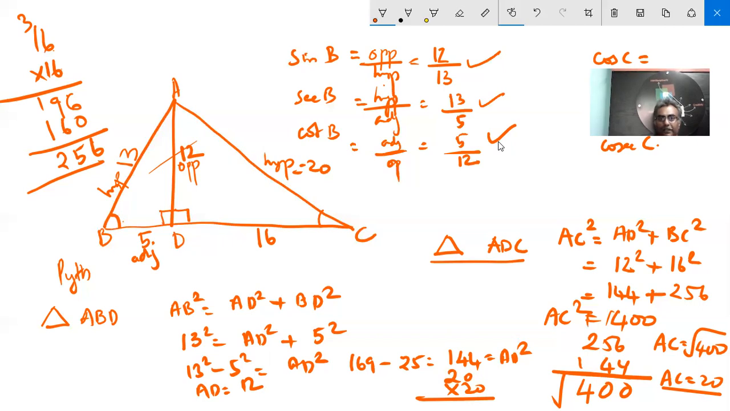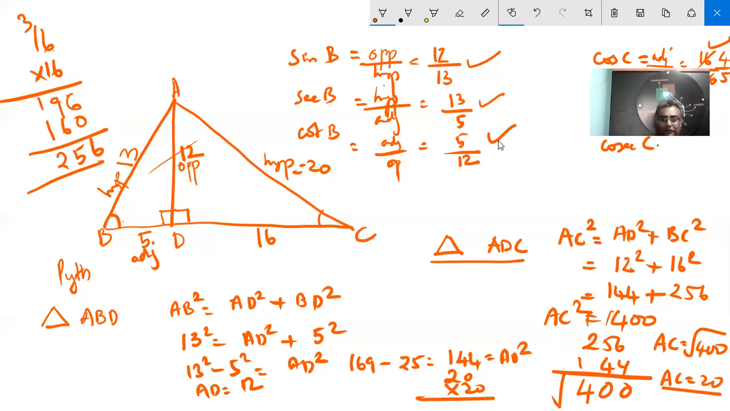In ADC, what is the opposite side? Opposite side is 12. Hypotenuse is 20. Cos C. Give the formula for cos theta, cos C. It is adjacent side by hypotenuse. Adjacent side is DC, that is 16. 16 by 20. Simplify, divide by 4, becomes 4 by 5. Excellent. Very good answer.